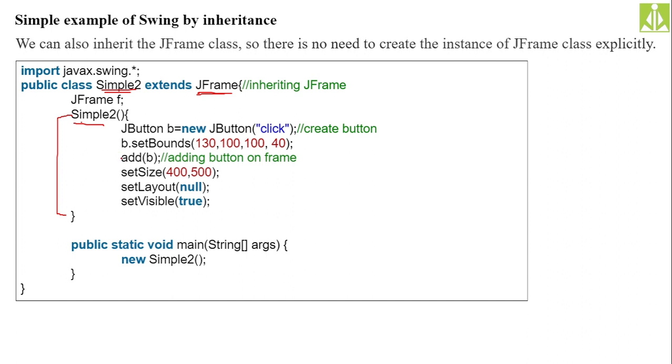Directly you can call the add method. As you are calling the add method, set size method, set layout method, set visible, all these things go to the frame object only. You only need to create the button object and add that button object to the frame object. That's it. Why are we not using references like f dot over here? Because our class is already extending the frame class. So if you invoke this add method directly, it will invoke the add method from that JFrame class only. That's the reason.